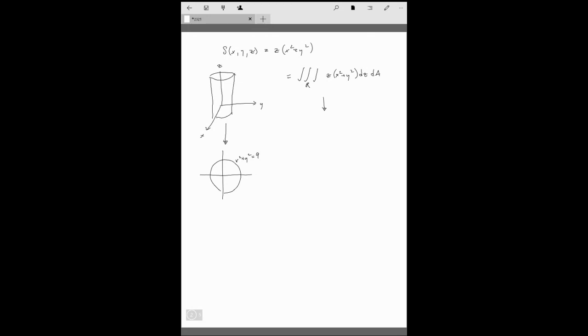I'll leave it up here for a second to make sure you can see it. So two questions. First, what type of system are we going to use? Are we going to use rectangular or cylindrical or spherical? And second, what are the limits for z?